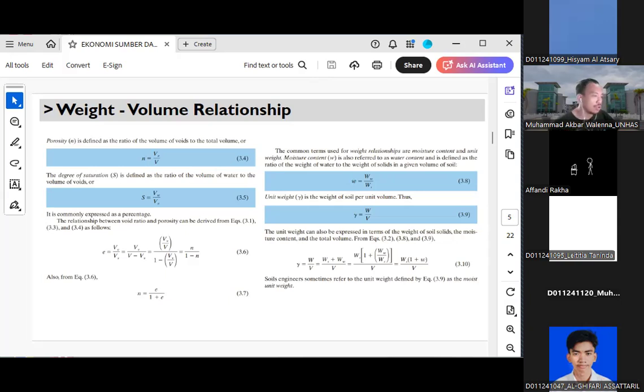Okay. So unit weight of soil, or gamma, is the weight of soil per unit of volume. In other words, this tells you how heavy the soil is compared to its size. So, water and volume.